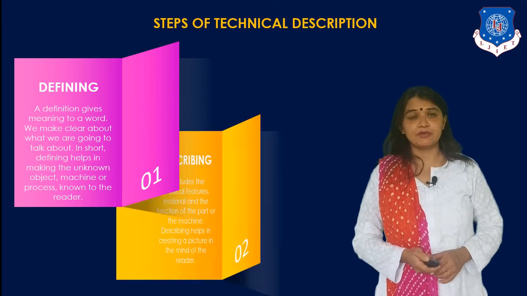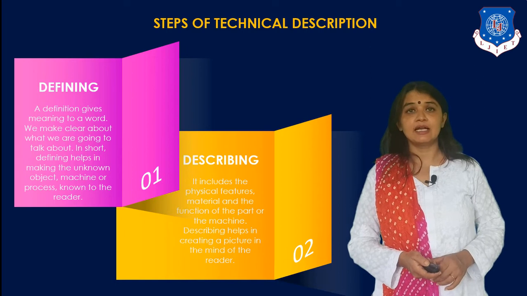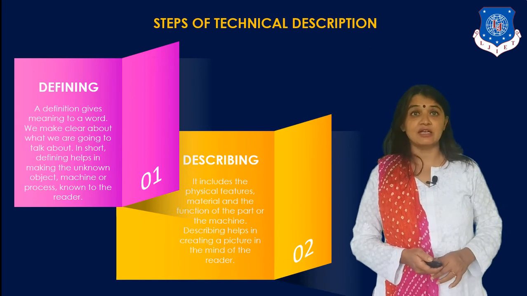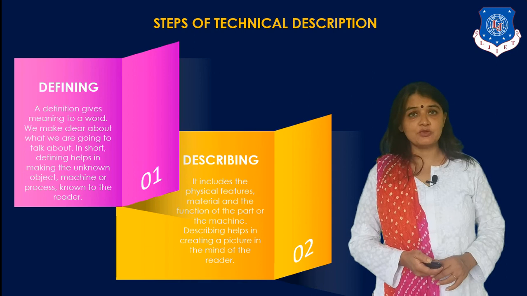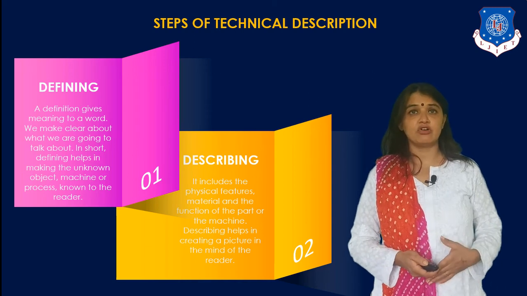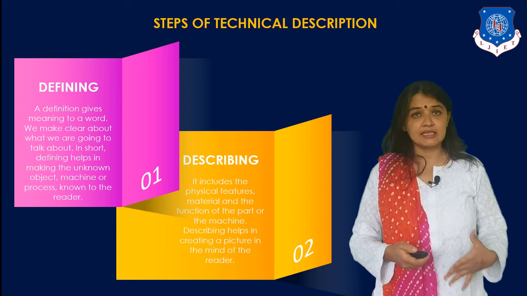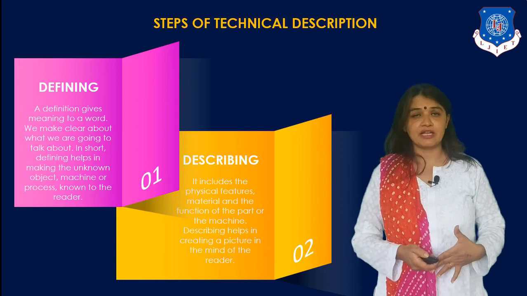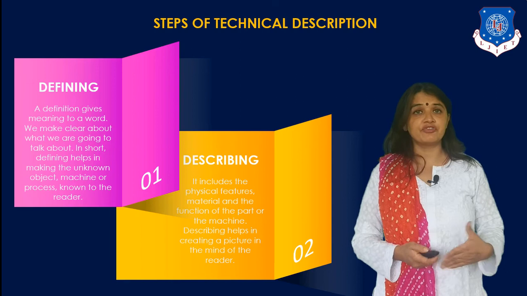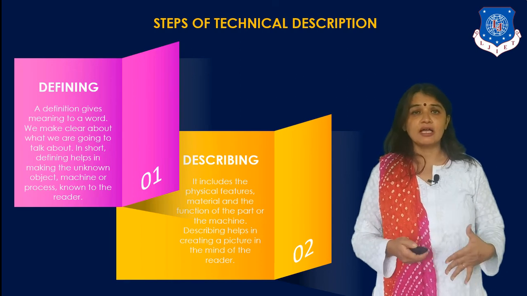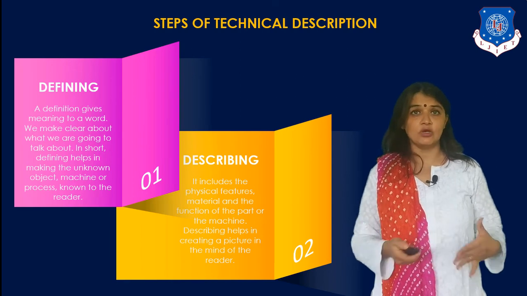The second step of technical description is describing. Describing is something which is done in detail. Once we have already defined our equipment or machine or a particular object, after that we describe it in detail. How do we describe it? We describe the physical features of that particular thing, its functions or its importance in the whole.